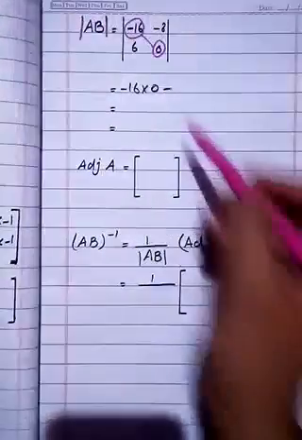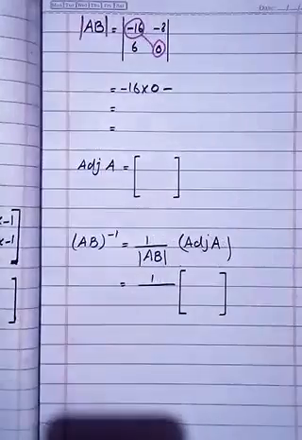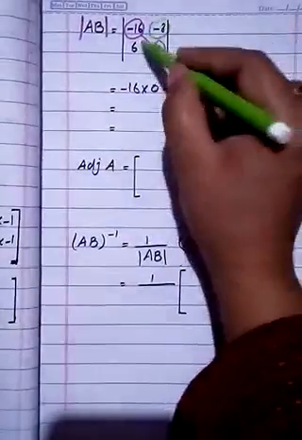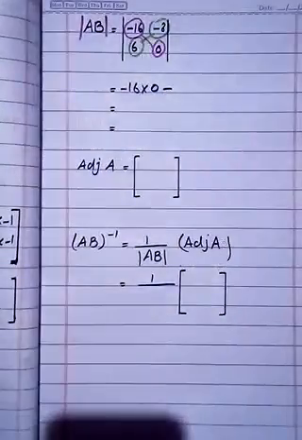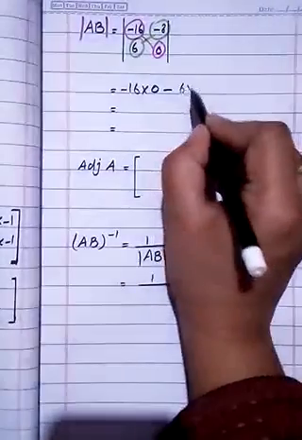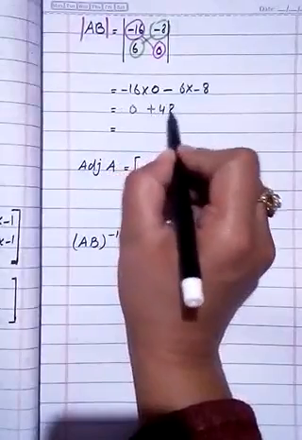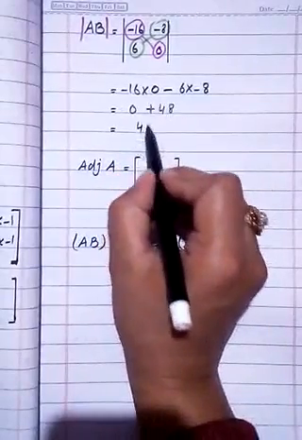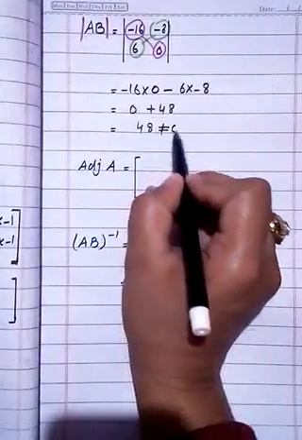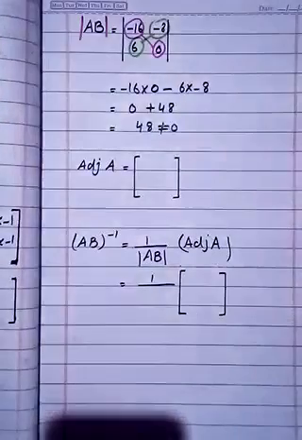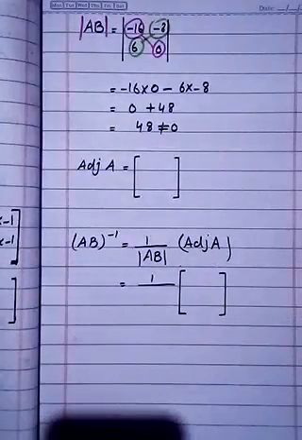Now you can multiply here second entry by third entry, 6 multiply by minus 8. Now 0 plus 6 8 the 48. 0 plus 48 equals 48. It is not equal to 0, so it is a non-singular matrix. Now further steps are possible here.